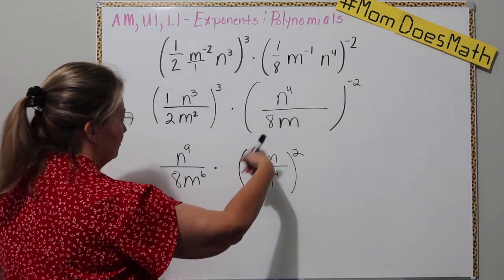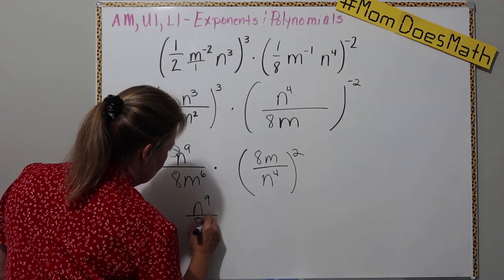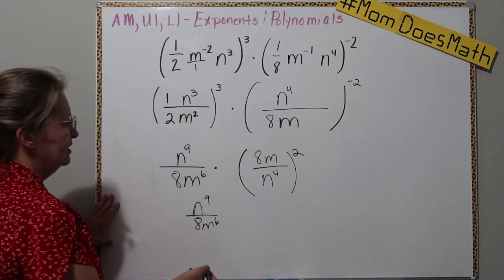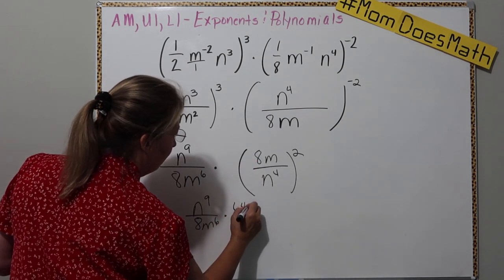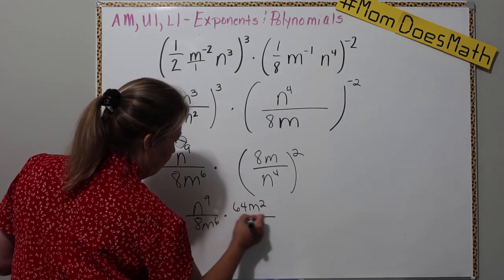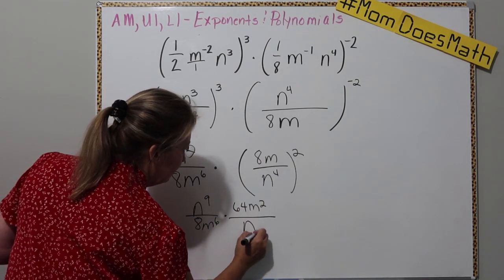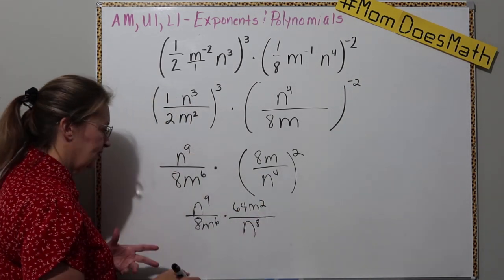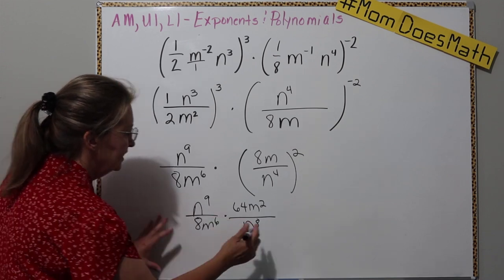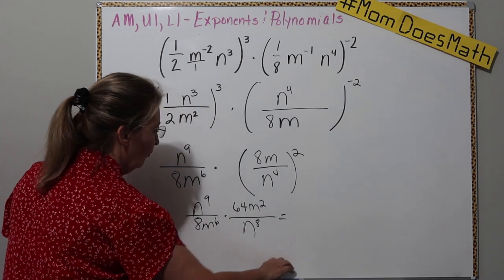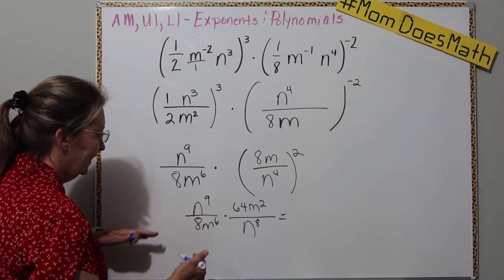Alright, so now let's just simplify in here. This is not going to change, m to the 6th. 8m squared is 64m squared, and n to the 4th squared is n to the 8th. So, still simplifying. When I have all this together, if I want to put it all on one fraction before I start breaking it down, I can.